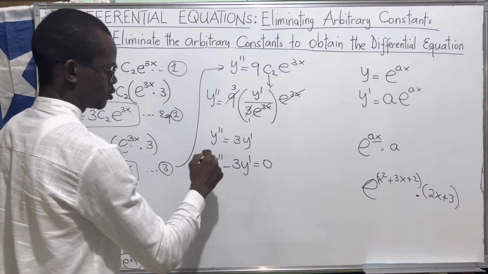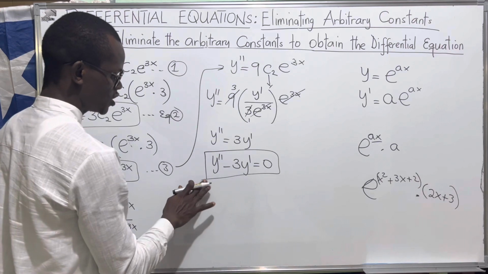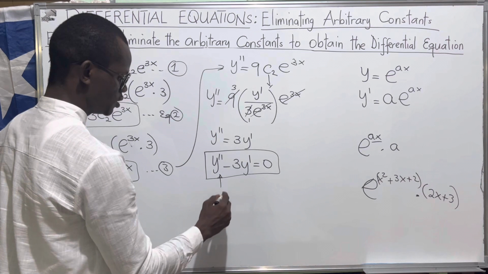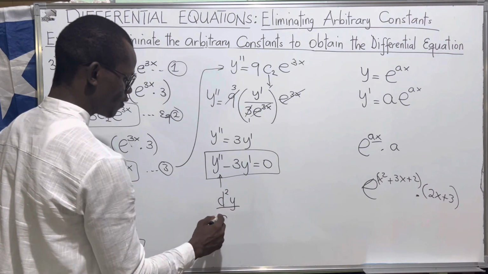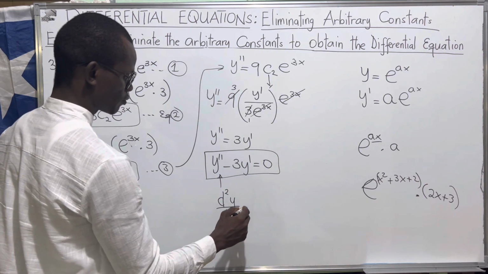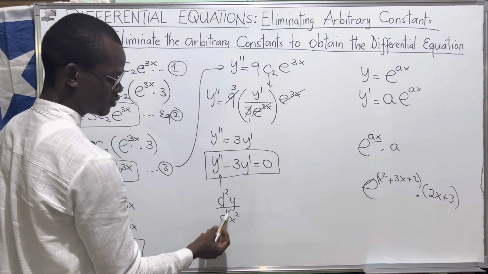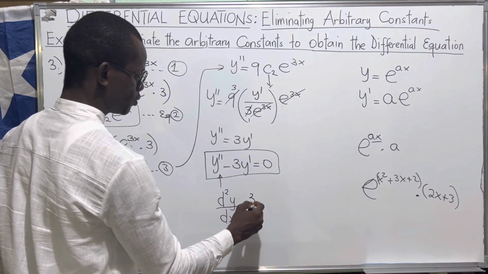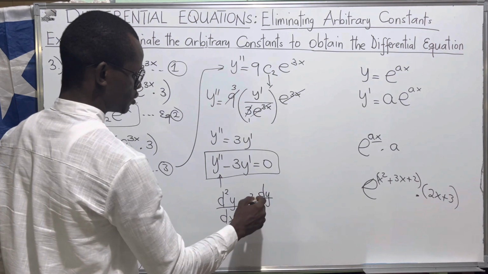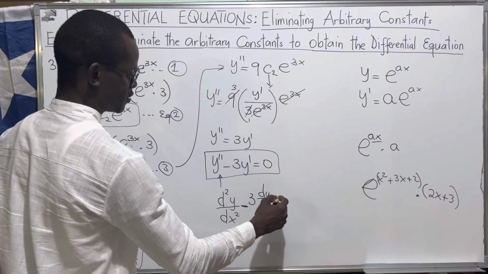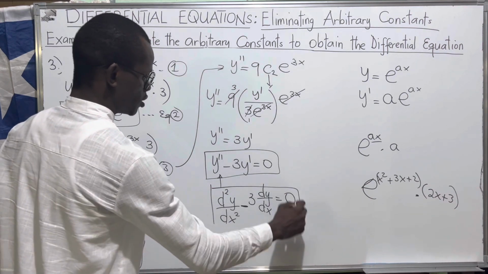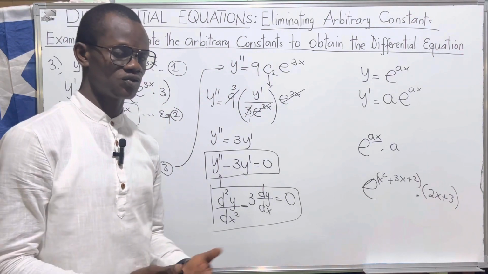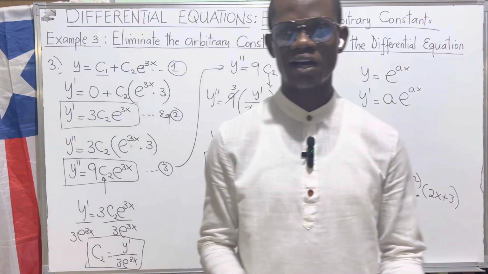We can use other notations, thereby replacing y double prime with d squared y over dx squared, which is the second derivative of y with respect to x, minus 3 dy by dx, the first derivative, equals 0. So out of the two ways you write it, it's still correct. Your instructor will still give you the mark for it.